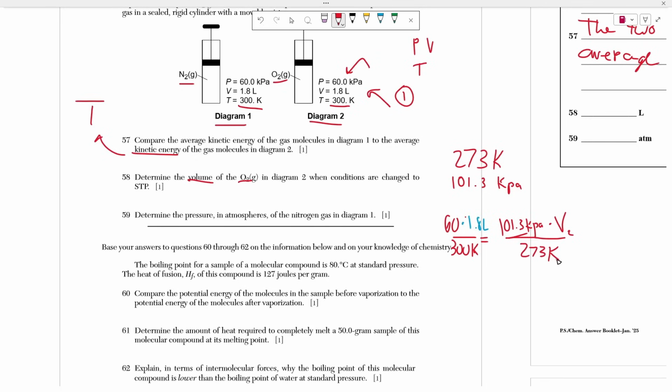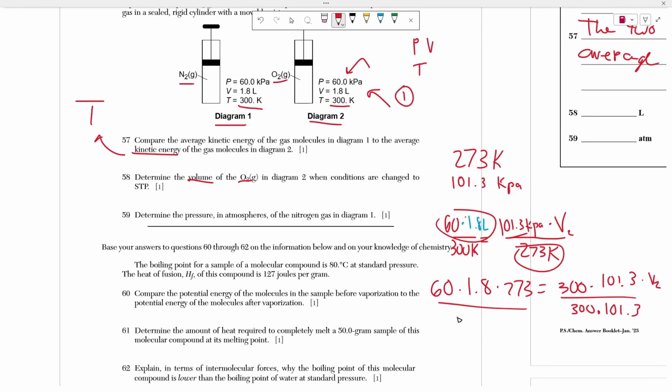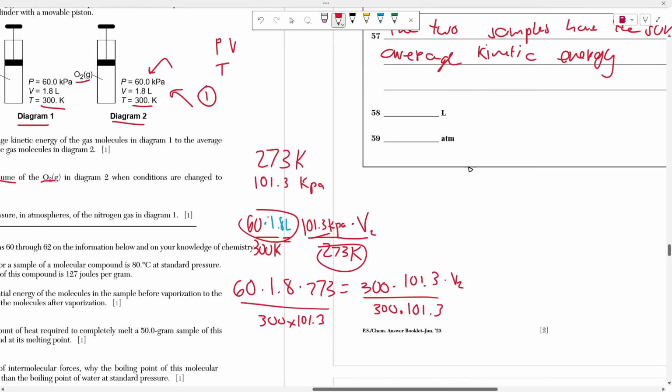So all I need to do here is just cross multiply. I need to multiply the bottom by the top, so I'll do 273 times 60 times 1.8, and I'll set that equal to 300 times 101.3 times V2. So in other words, 60 times 1.8 times 273 is equal to 300 times 101.3 times V2. And then I'll just divide both sides by 300 times 101.3. If you do all this math, which I'm not going to do on screen right now because it's going to take too much time, you'll get 0.97 liters. So that will be the new volume, 0.97 liters.